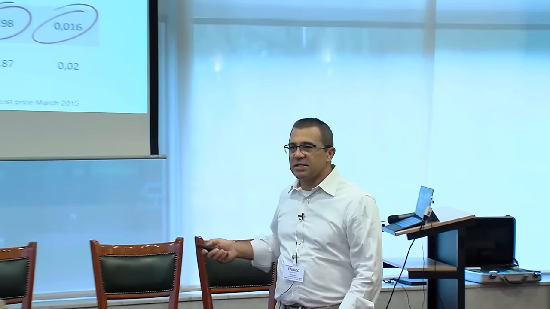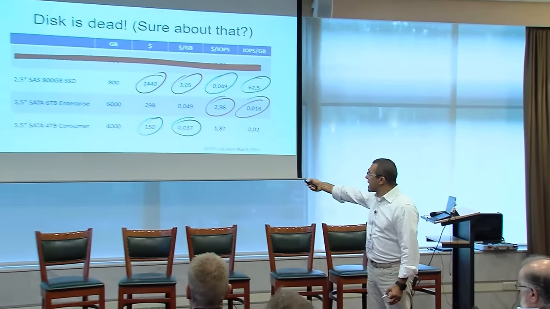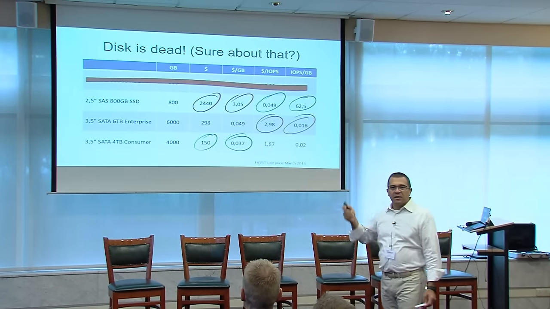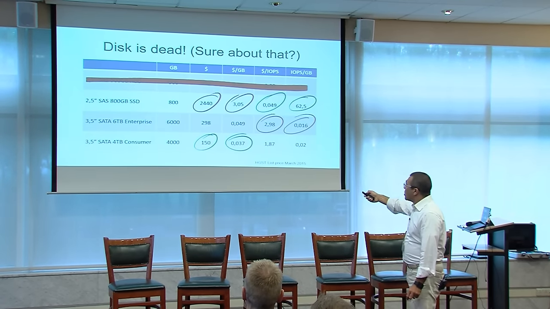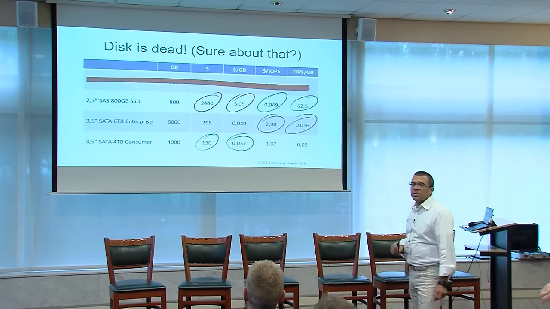And again, the SATA drives are really inconvenient from this point of view. If you look, when we say the disk is dead, yes, it's dead. If you look at the SAS drive, 10K drive, it's dead. It's close to the worst number in each column.